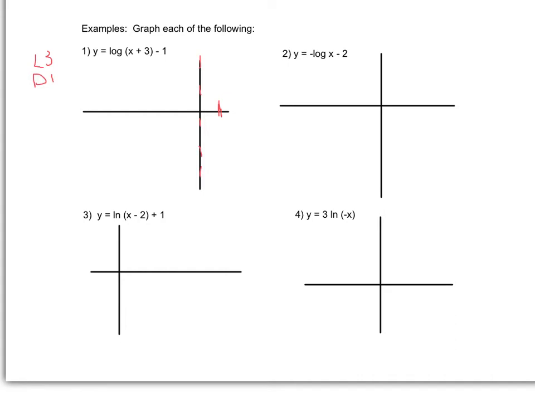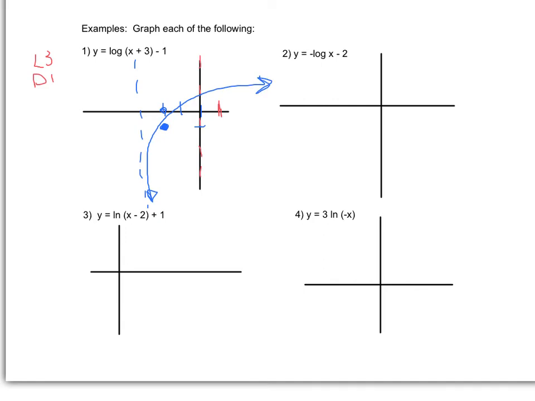So going ahead and going left 1, 2, 3, and then also down 1. My asymptote also is going to shift left 1, 2, 3, and then going ahead and drawing it in. And I kind of missed my point there, but it should look something like that.